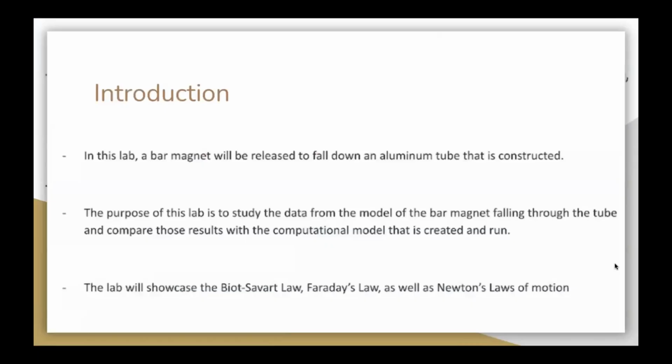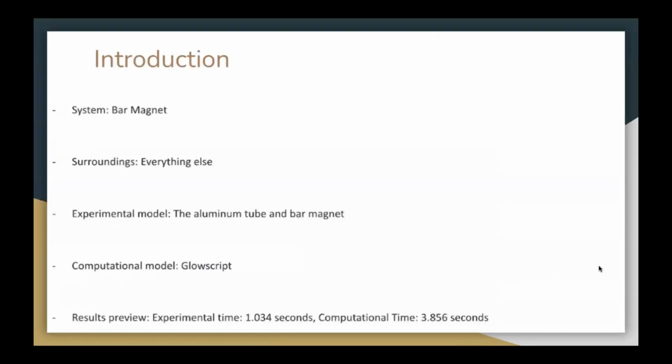Introduction. In this lab, a bar magnet will be released to fall down an aluminum tube that is constructed. The purpose of this lab is to study the data from the model of the bar magnet falling through the tube and compare those results with the computational model that is created and run. The lab will showcase the Biot-Savart law, Faraday's law, as well as Newton's laws of motion.